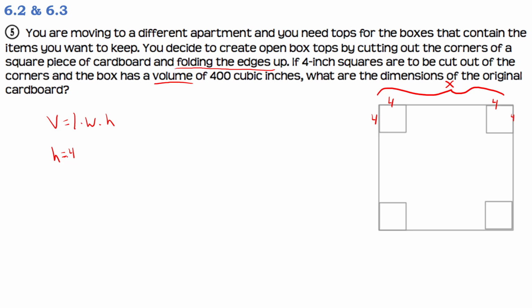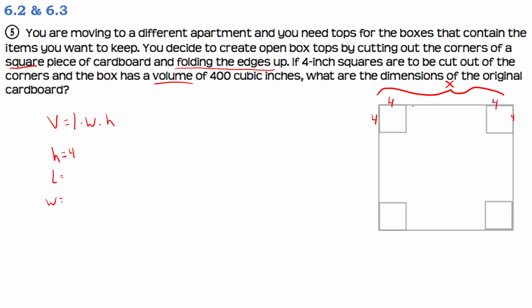So our height is going to be 4. Now for our length, as well as our width, because they're going to be the same, right? So we're dealing with a square box, a square piece of cardboard. So we know length and width are going to be the same. Well, to find our x value, we would need to take this x minus our 8, right? Because you got 4 over here and 4 over here.